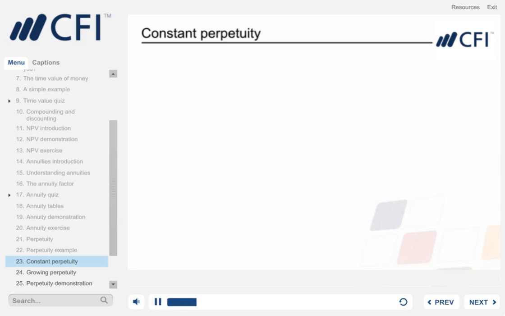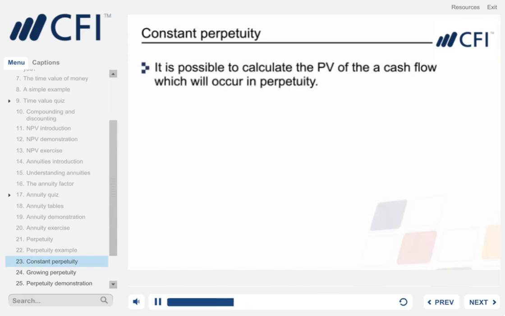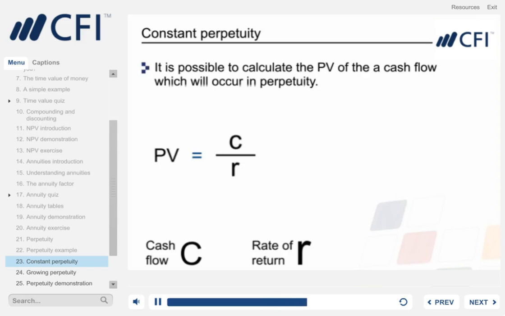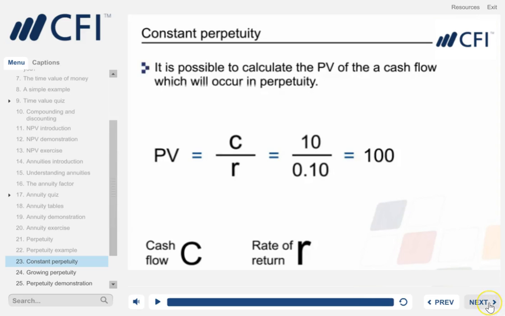So, from our example, we can see that it is possible to calculate the present value of a cash flow which will occur in perpetuity. The present value of a constant perpetuity is the payment we are to receive into perpetuity divided by the discount rate or the required rate of return. Using the figures from our previous example, you can see that this formula gives us the same present value of 100.